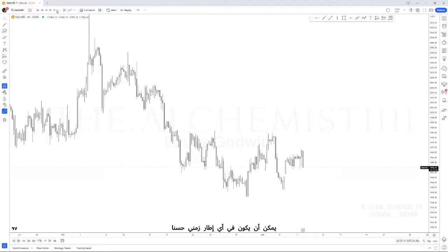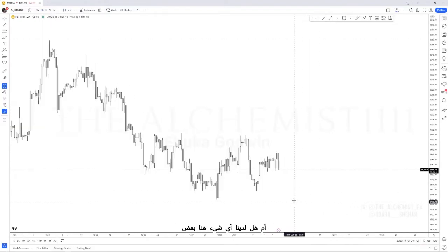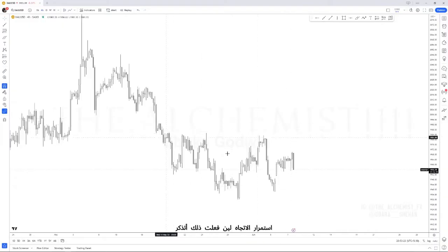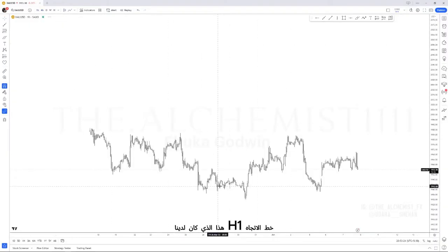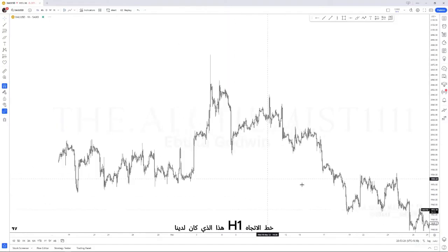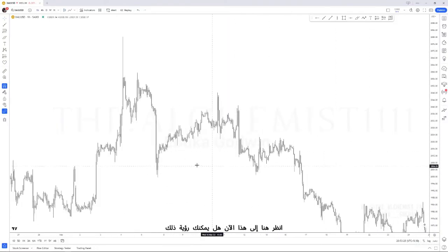It could be on any time frame. I'll show you. Do we have anything here? Some continuation trend lines. I remember this H1 trend line we had up here. Look at this. Can you see that? This is the origin of this bearish move, right? This is the first resistance that created this huge bearish move. So if you connect two points from up here and then some other point, that is when you get the best types of trend lines.